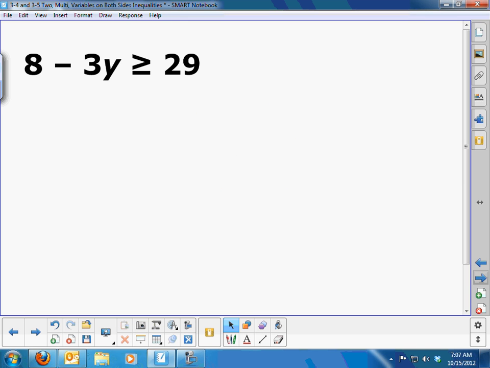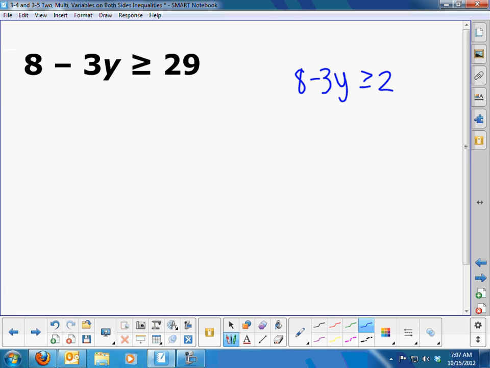The first inequality that we're given is 8 minus 3y is greater than or equal to 29. Okay, so I'm going to solve this inequality to figure out what my solution set would be. First thing I need to do, get my variable all alone. I need to get that y by itself. So I need to move the 8 over to the other side. Well, it's a positive 8, so I do that by subtracting 8 to both sides. And I'm left with a negative 3y is greater than or equal to 21.